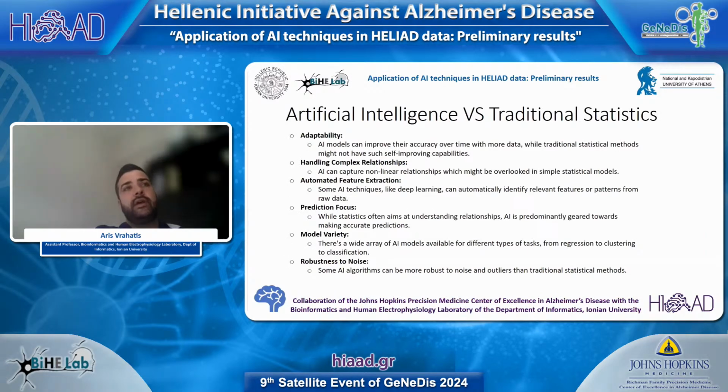Now, if we compare AI with traditional statistics, we can see the superiority of AI in terms of adaptability, model variety, automation and feature selection, and in dealing with complex and high-dimensional data. Also, AI has very strong capabilities in prediction tasks, in supervised learning, and it is very robust to noise, to outliers, and to other issues that make it difficult to discriminate our classes in our dataset. Now, go to the next slide, please.